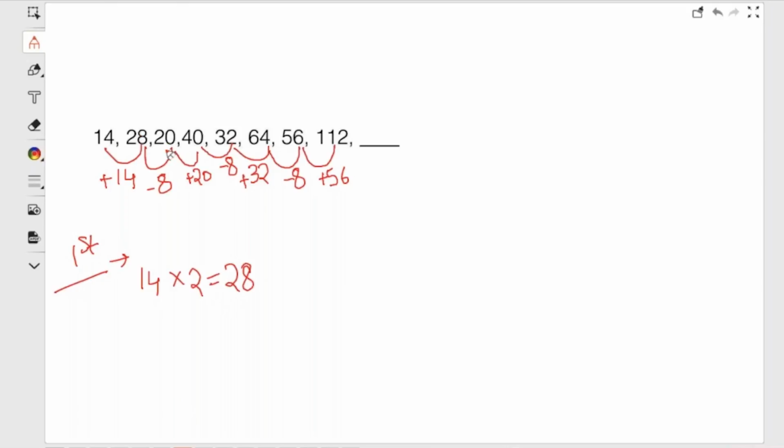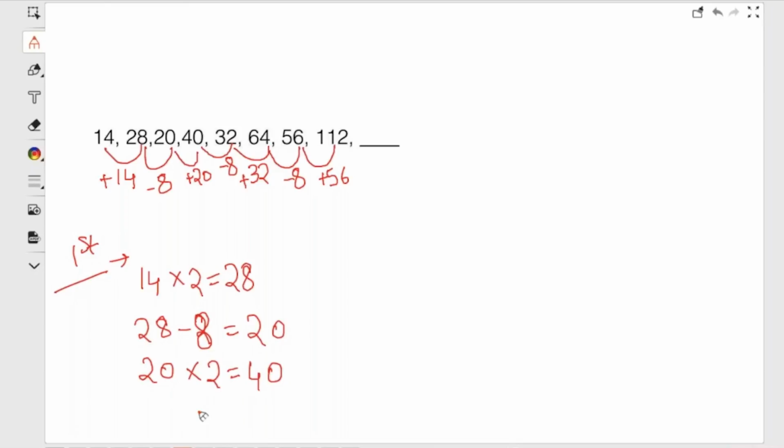Then how do we get the third number from the second number? From 28, we subtract 8, and what we get is 20. Then again the 20 is being doubled and we get the next number as 40. Clear?